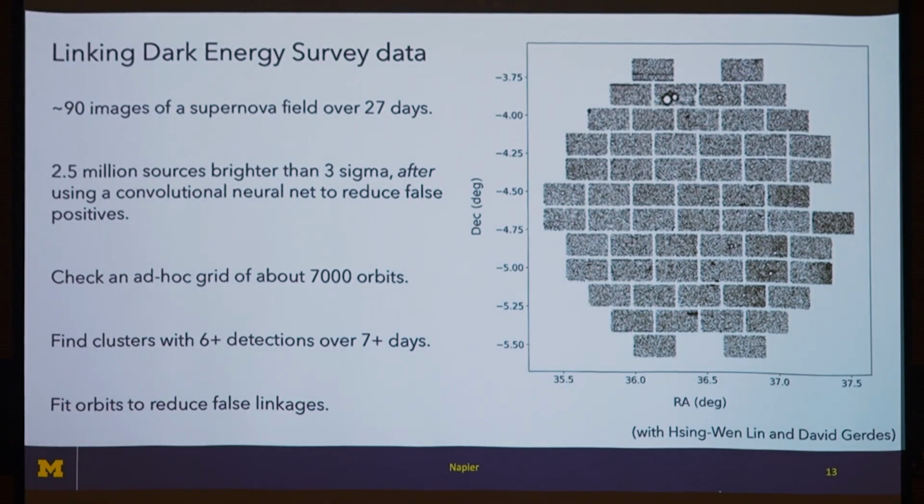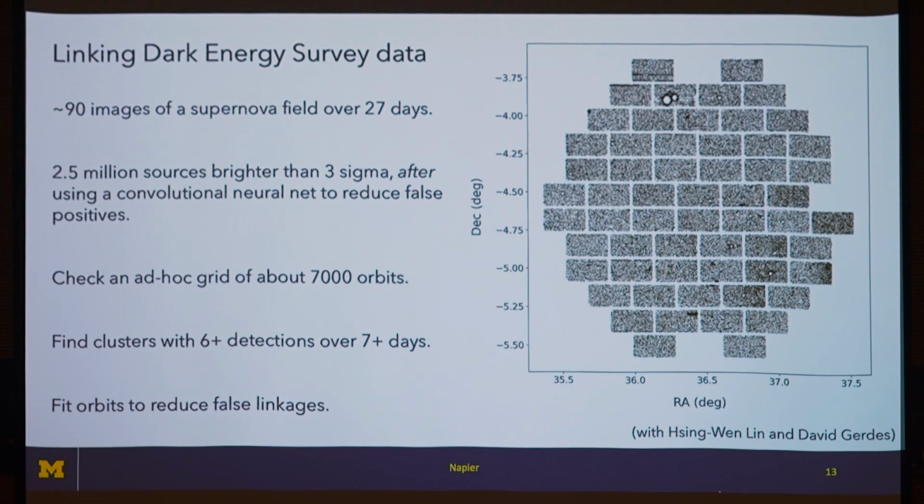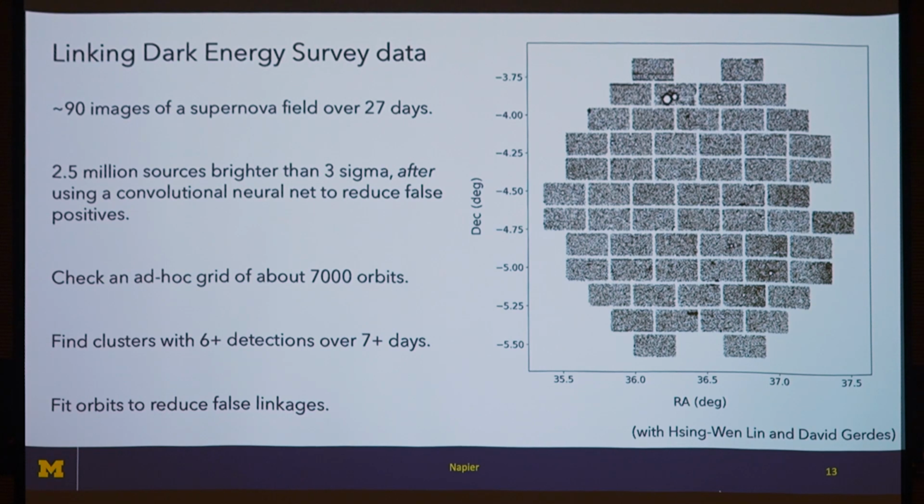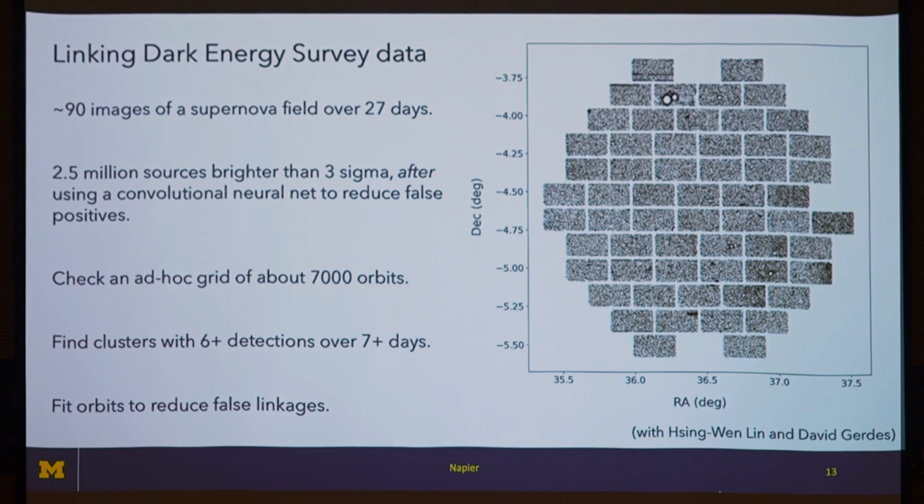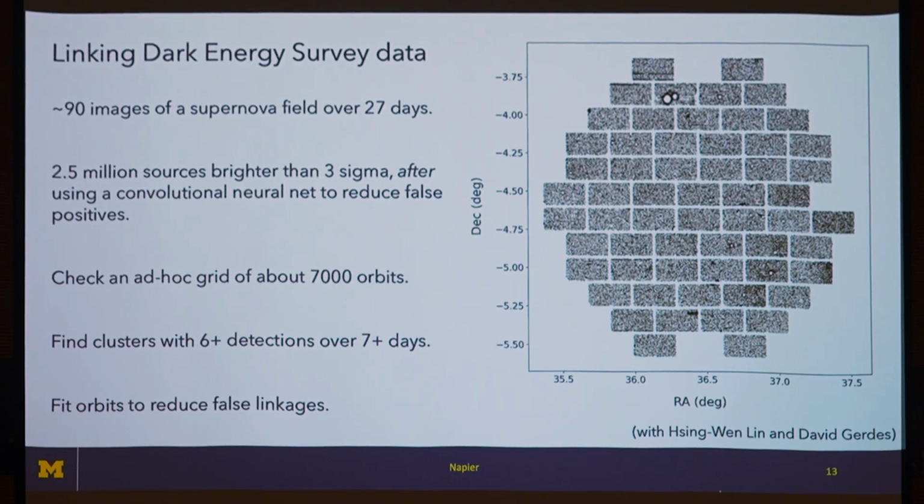So we use this to do linking in Dark Energy Survey data. We grabbed a supernova field, 1 month of data, about 90 images. There were 2.5 million sources brighter than 3 sigma after using a convolutional neural net to remove junk. I set up an ad hoc grid, about 7,000 different orbits to check, and searched for clusters of 6 or more detections over 7 or more days. And then I fit the orbits on the fly to remove false positive linkages.